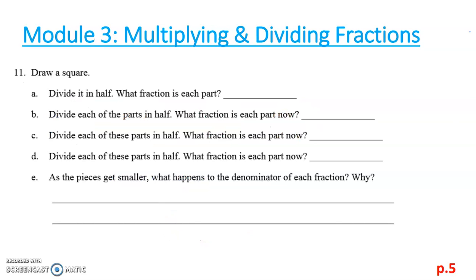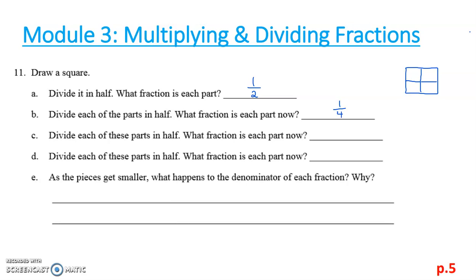Number 11, we're to draw a square. So we do our best to get it kind of looking like a square. And we divide it in half. What fraction is each part? Well, we've divided into 2, and so we will have 1 out of 2 for each of those parts. For B, it's asking us to divide each of those parts in half. So we're going to divide this in half and this one in half. What fraction is each part now? Well, now we have 4 total pieces, and each piece will be 1 out of the 4.